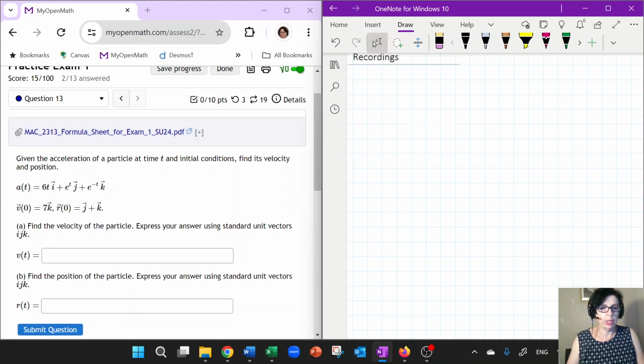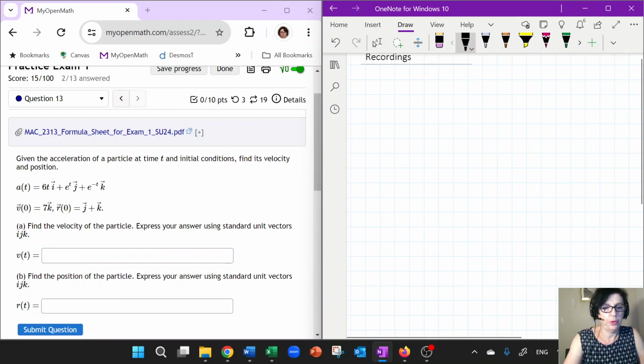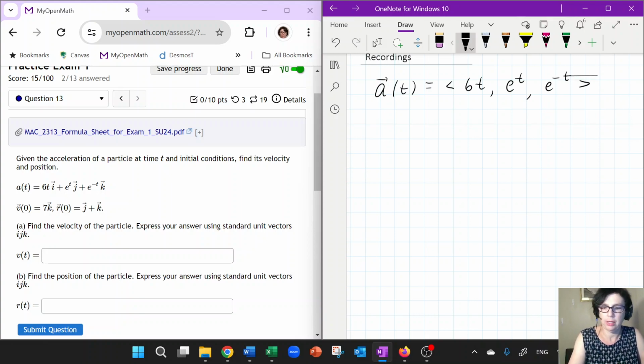In this question, we are going to take a look at finding velocity and position from acceleration and initial conditions. First, the acceleration, which I will write using components: 6t, e to the power t, e to the power negative t. And then at the end, I'll just add i, j, k in there. I know that the initial condition of velocity at 0 should give me 0, 0, 7, since it's just 7k. So to find velocity, I will integrate.